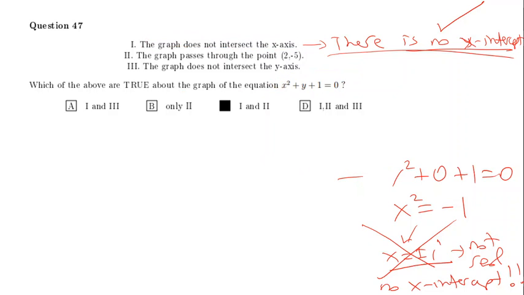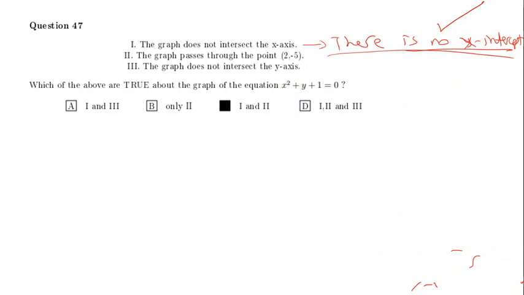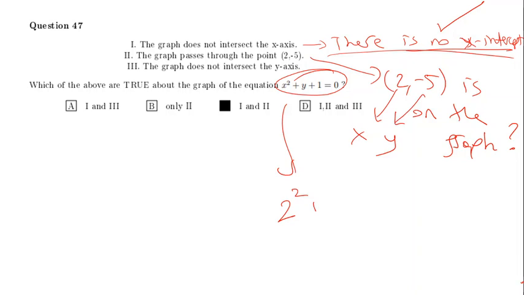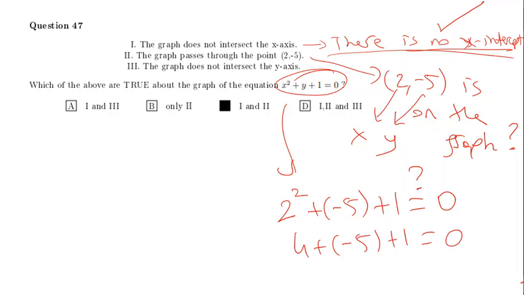Now the graph passes through 2, -5. Passes through means this 2, -5 is on the graph. So the question is, is it? Now we check it here. This is x, this is y, and we put them here. 2 squared plus -5 plus 1, is it equal to 0? Now it's 4 -5 plus 1. So this will be -1 plus 1. Yes, it's equal to 0. So this is true also.